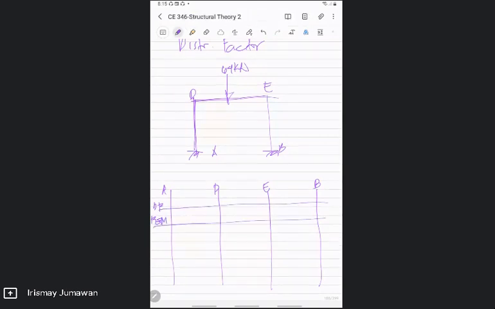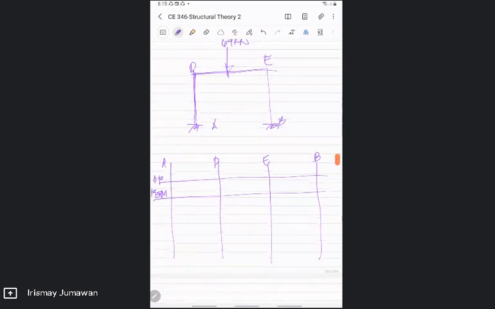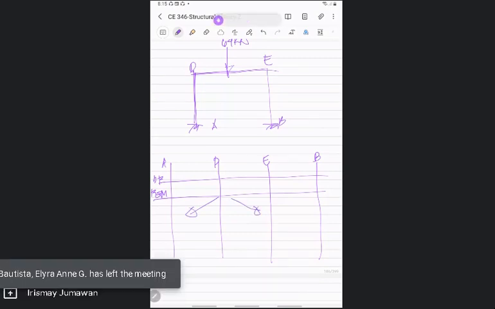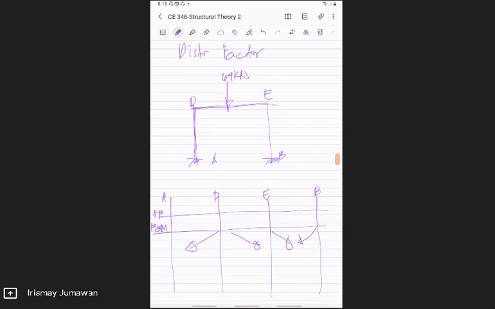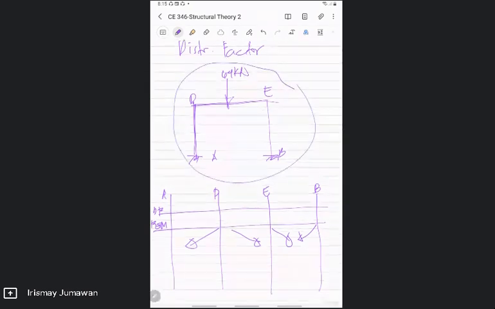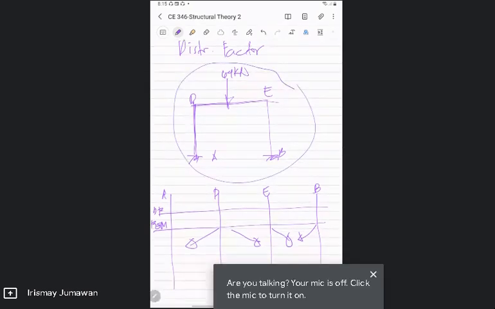Okay. Then once you have your distribution factor, you will balance. Then you have to carry over 1/2 of the moment of each support to the other span. So, pwede as is lang ninyo. Then, sa table lang ninyo, like this.